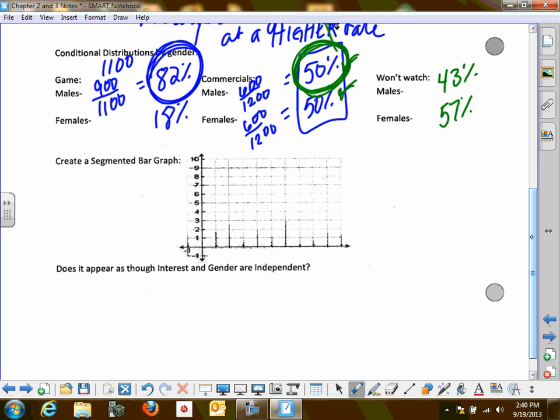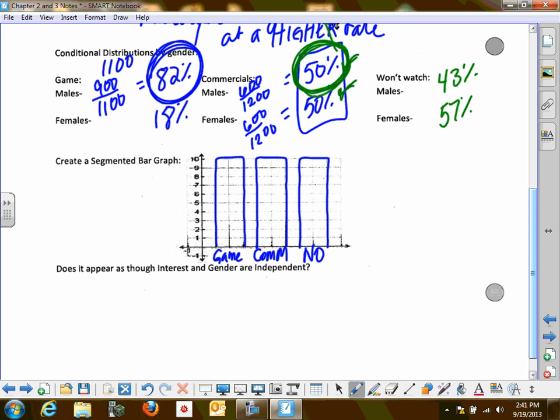Okay, so here is your 100% for those that watch the game. Here is your 100% for those that watch the commercials. Here is your 100% for those that do not watch at all. So, put in the segment of the gender in there. 82-18, 50-50, 43-57. So, something's happening.